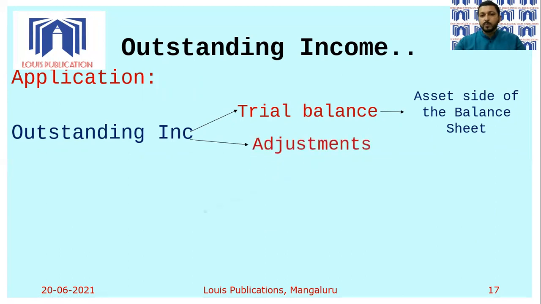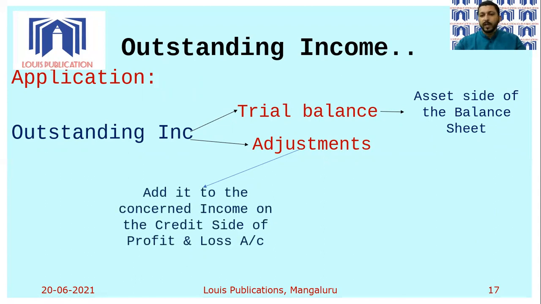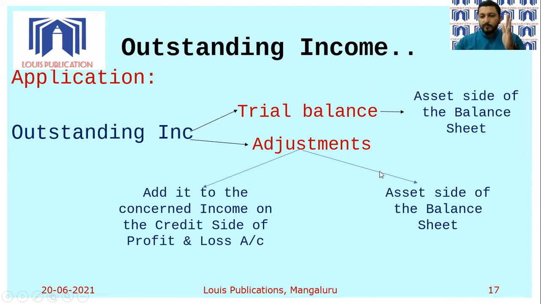Now, if given as an adjustment, we are very clear, you will have to give two effects. One effect will be, since it is given as an adjustment, you will add it to the concerned income on the credit side of the profit and loss account. Profit and loss account credit side is incomes and gains. And the second effect, as usual, will be shown on the asset side of the balance sheet. So this is about outstanding income. I hope the concept of closing stock, depreciation, outstanding expenses, and outstanding income is clear.